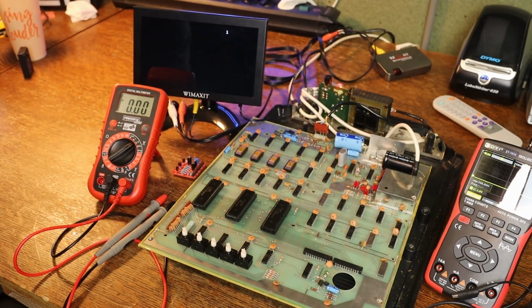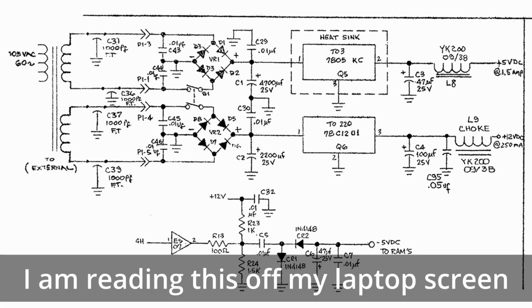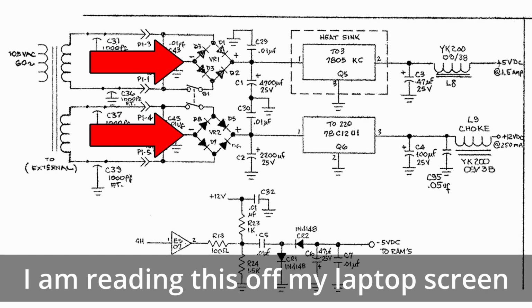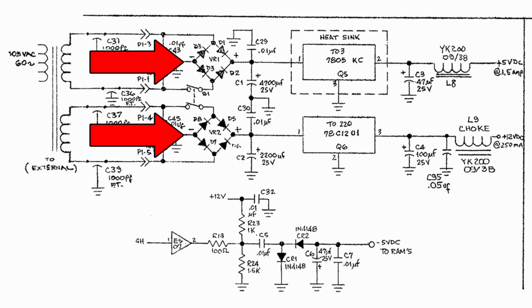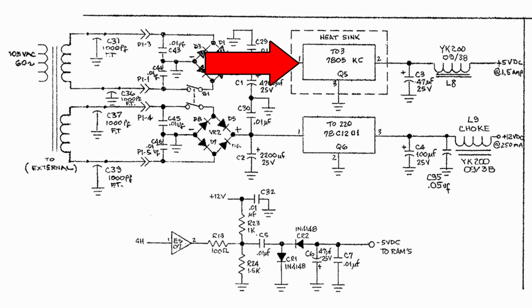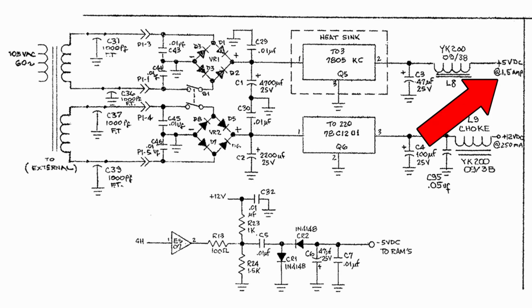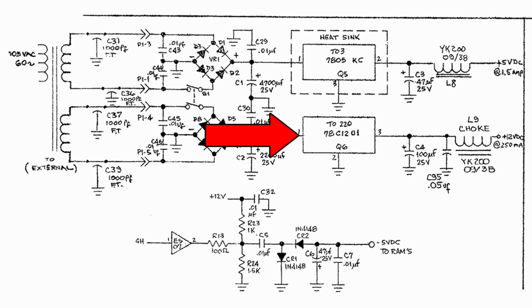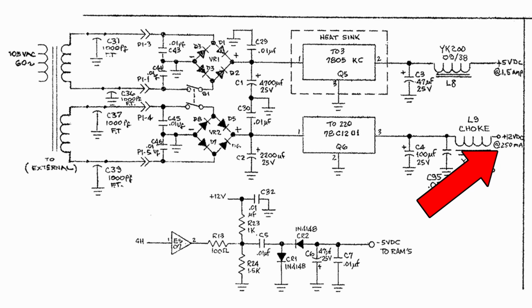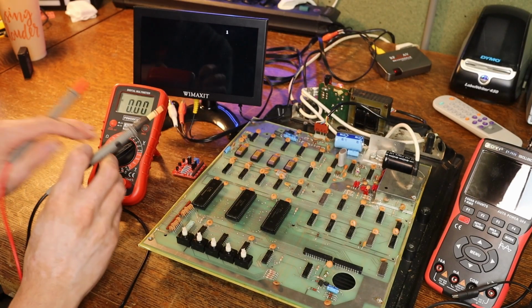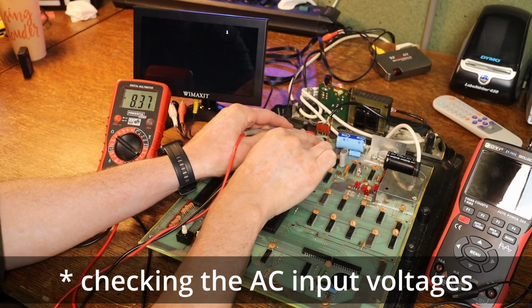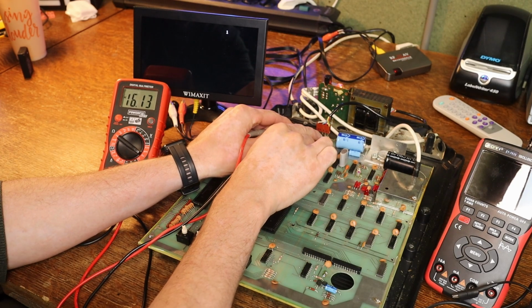Let me open up the schematic. There we go. Transformer, bridge rectifiers, and then 7805, which is a 5 volt regulator, I think. Yeah, 5 volts. And then there is also a 78C12, which is a 12 volt regulator. Okay, so we have two regulators. Let's just measure. So this is 10 volts and this is 16 volts.